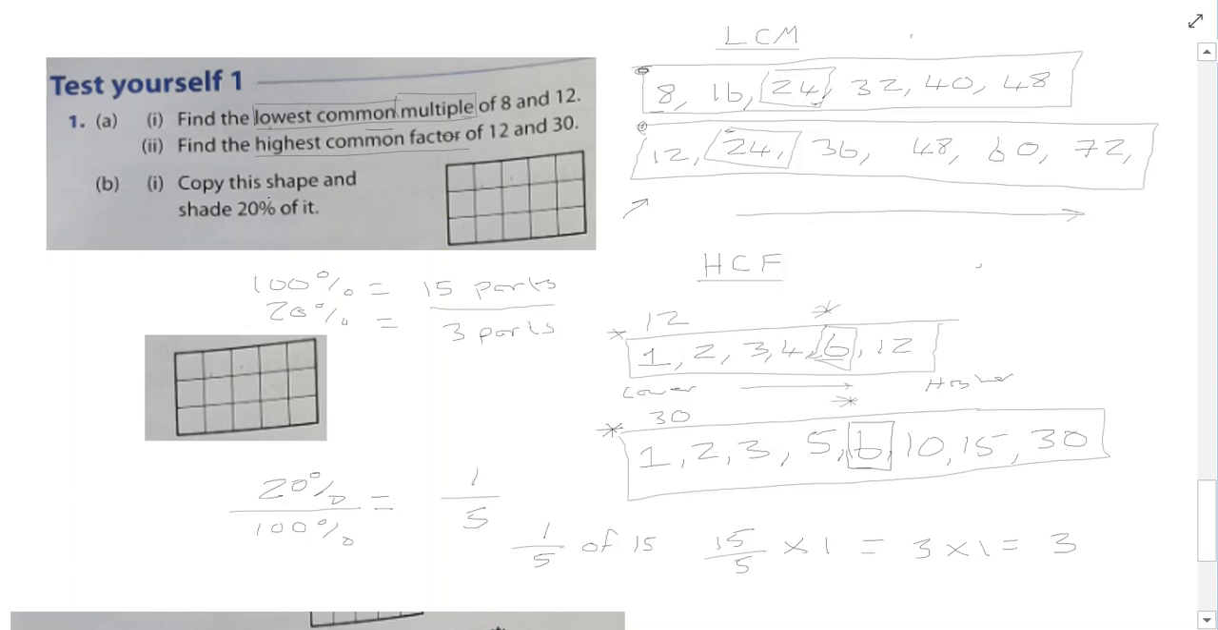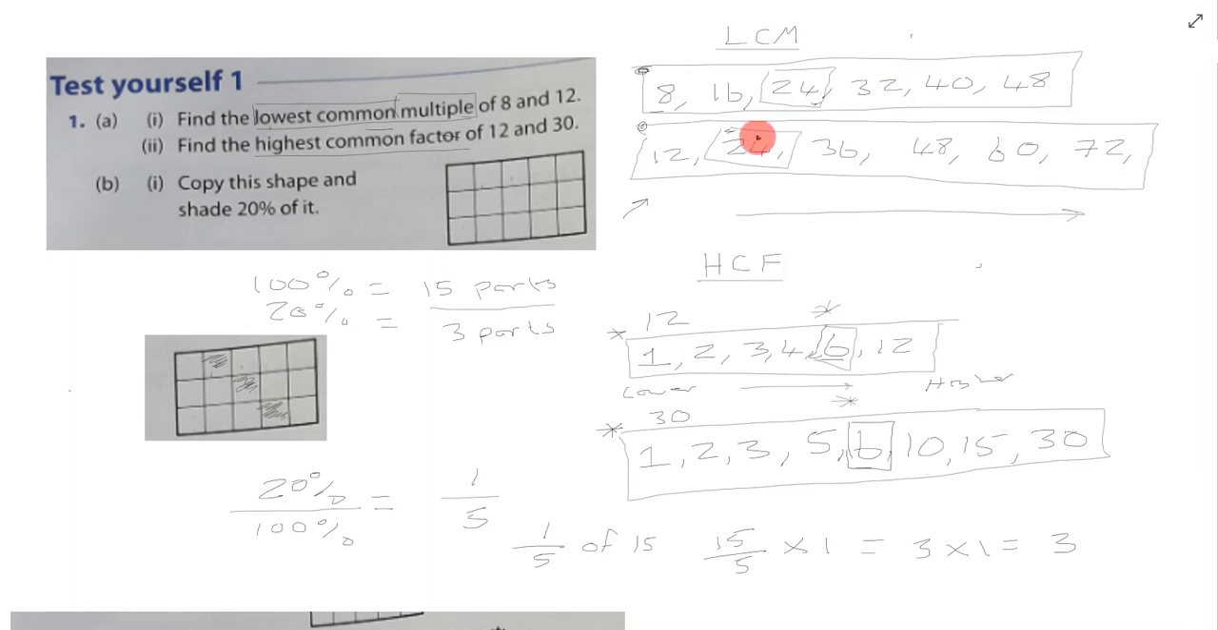So what it asks you to do then is copy this shape and shade in 20% of it. If I want to shade in 20%, I just shade in 3 parts of it. So I can shade this one, and it doesn't matter which 3 you shade, you can shade in any 3 of them. So I can shade this one, and then I can shade in this one as well. And what I've done now is I have shaded in 20%, or 3 parts of this whole shape.